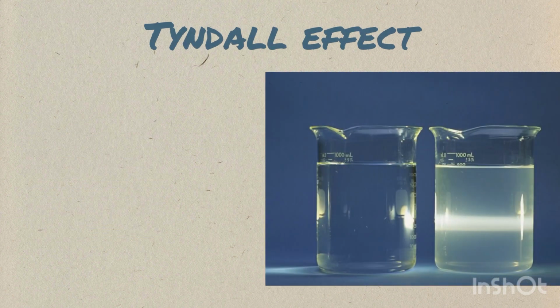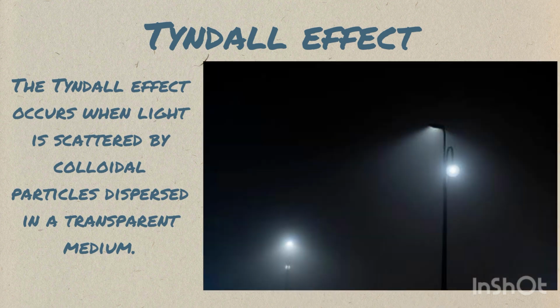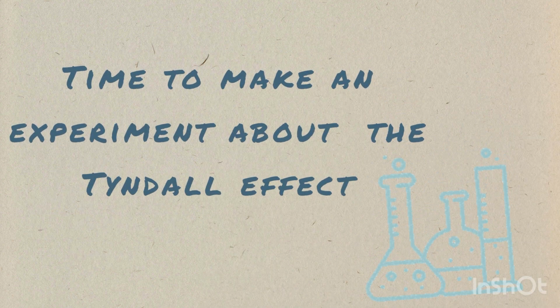Many colloids appear homogeneous because the individual particles cannot be seen. The particles are, however, large enough to scatter light. The Tyndall effect occurs when light is scattered by colloidal particles dispersed in a transparent medium. The Tyndall effect is a property that can be used to distinguish between a solution and a colloid. It can also be seen when a headlight beam is visible from the side on a foggy night.